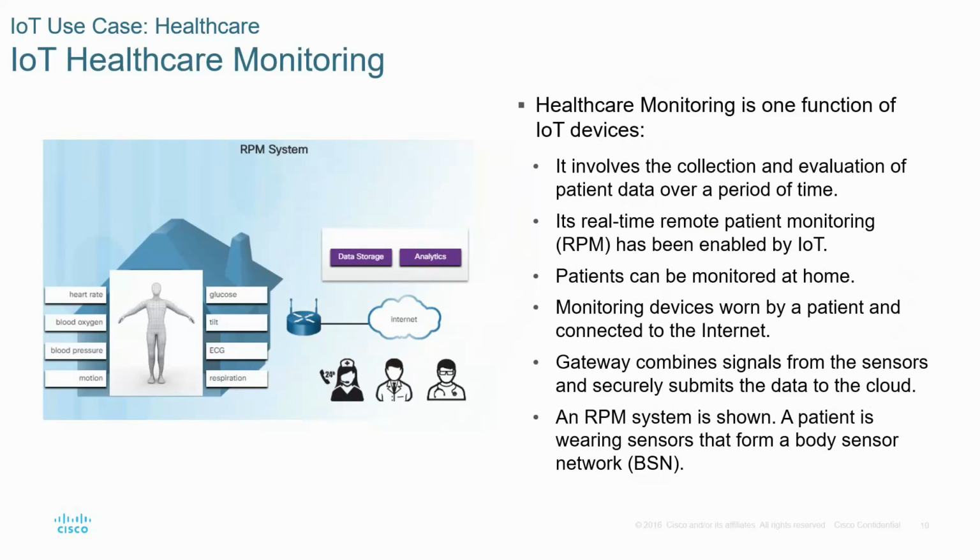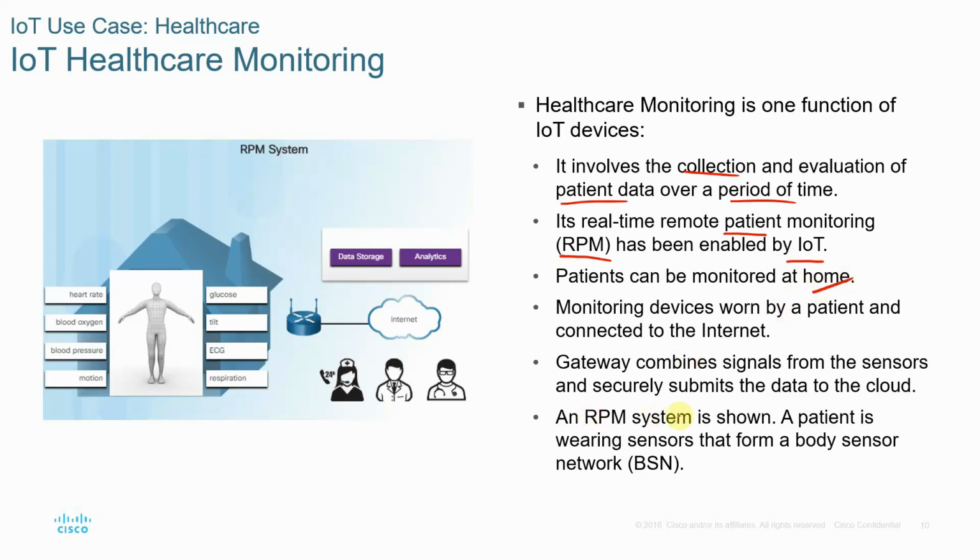Next is healthcare at home. It's a form of healthcare monitoring device. It may be at home, it may be in the hospital itself. It involves collection of patient data over a period of time, to real-time remote patient monitoring. So basically, this is done by IoT. It can be at home, it can be at hospital.